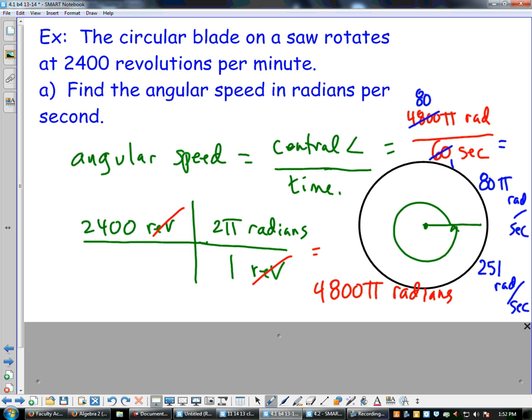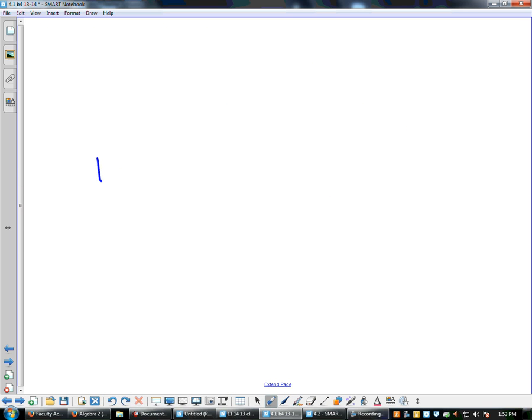Are we okay with this? A very fast angle change, right? We're traversing 251 radians every second. And you know how big a radian is, right? By the way, did we ever get a decimal approximation for a radian? How would we get a decimal approximation for a radian? How many radians are in one circle? 1 radian equals what? Is what we're trying to find out.